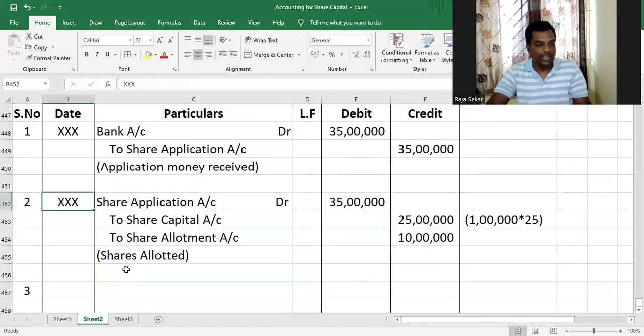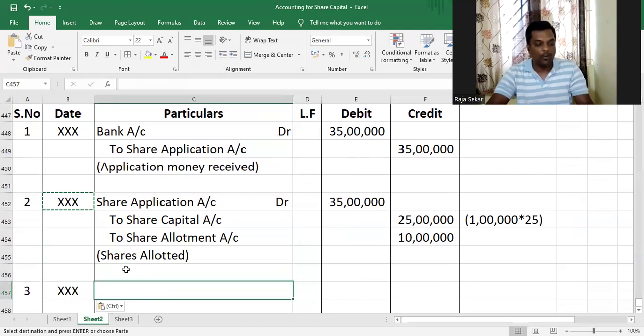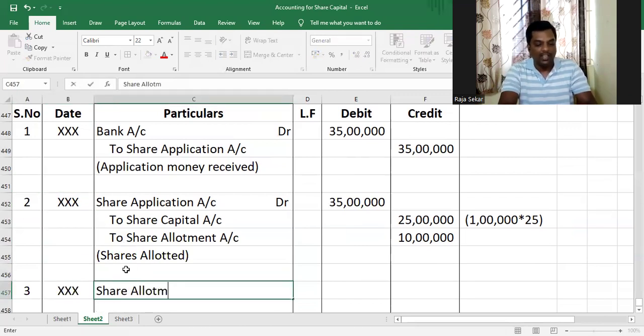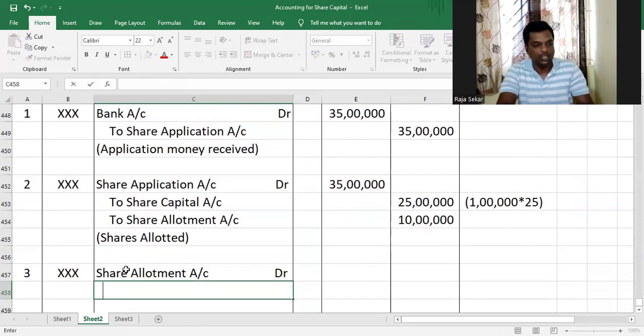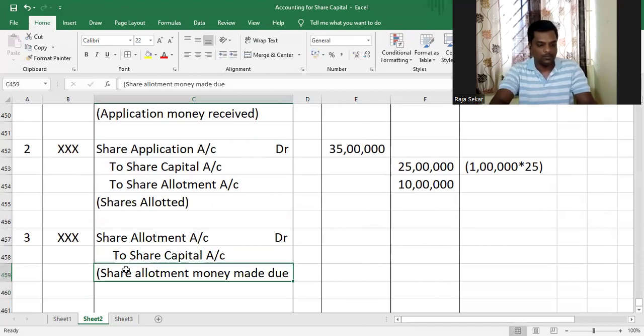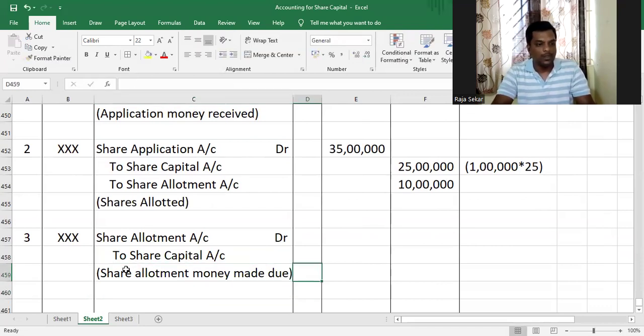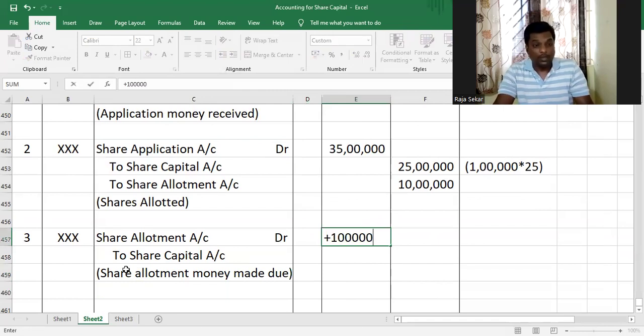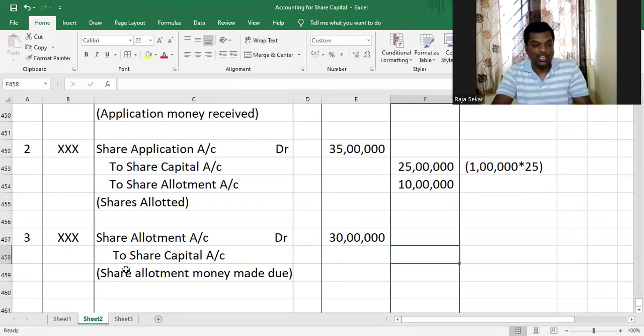And now the third journal entry would be to make allotment money due. Irrespective of how much excess application money I have, I'll make the share allotment money due for all the shares. So that will be share allotment account to share capital account. Share allotment money made due. Allotment money was 30 rupees per share, my dear children. So on 1 lakh shares, I'm making 30 lakh due.